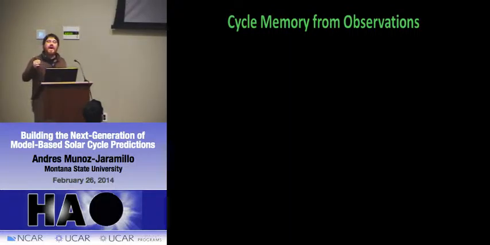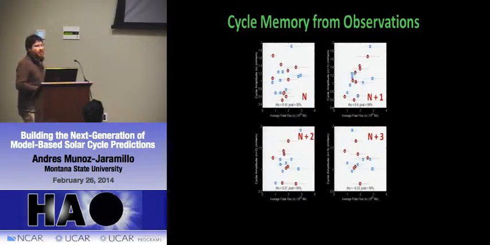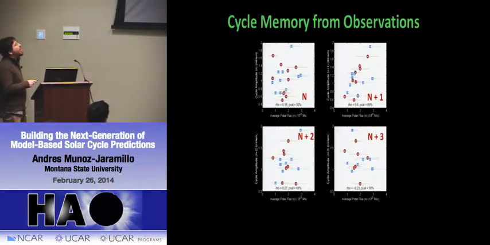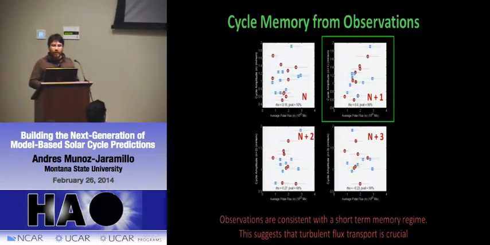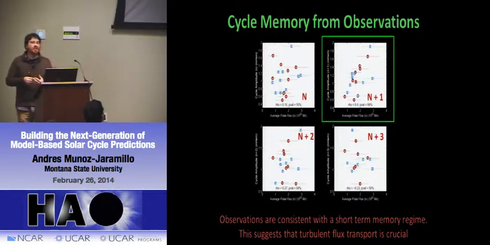Now, since I have more data points than we used to have before, I can look at this from the point of view of observations. And now I can show you the polar flux at minimum versus the amplitude of the next cycle, the amplitude of two cycles later, and the amplitude of three cycles later. And so you can see that the observations are consistent with a short-term memory regime.